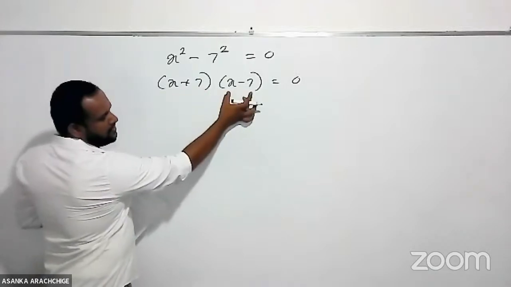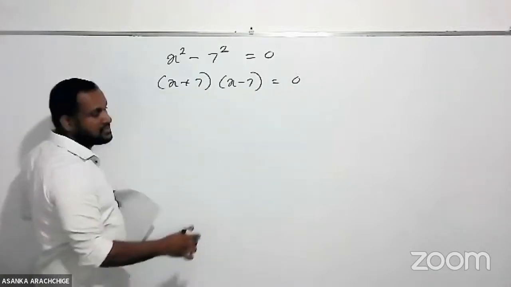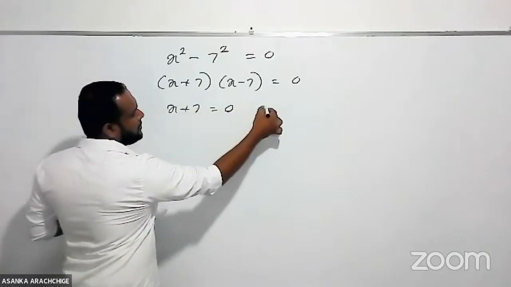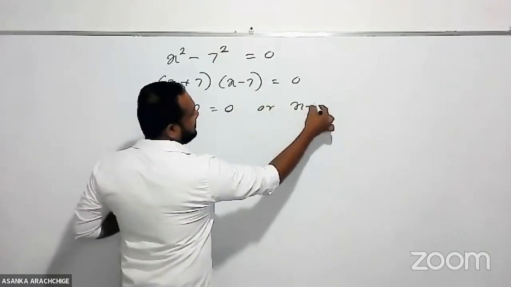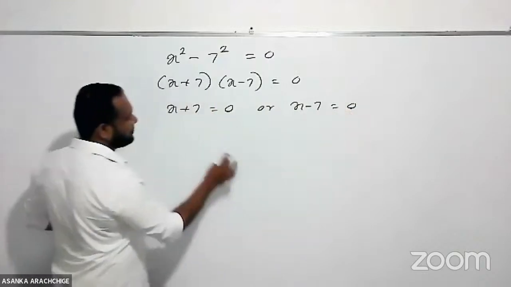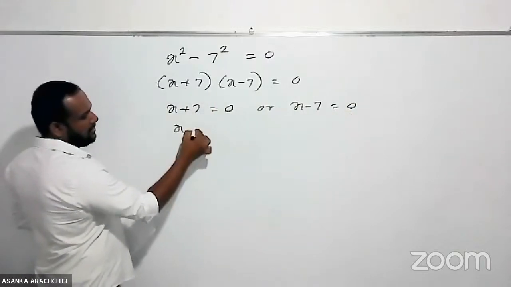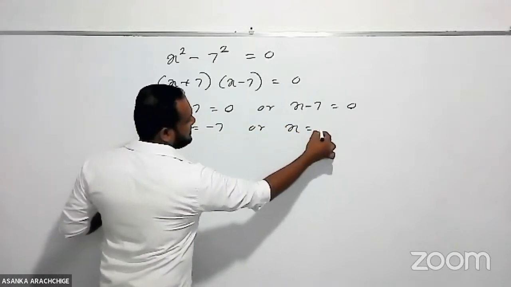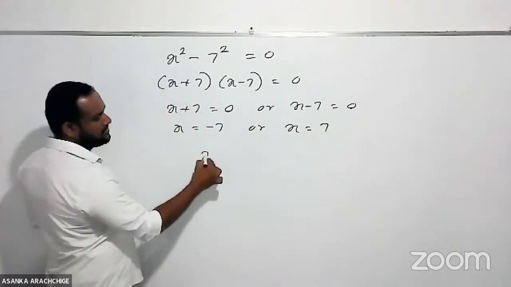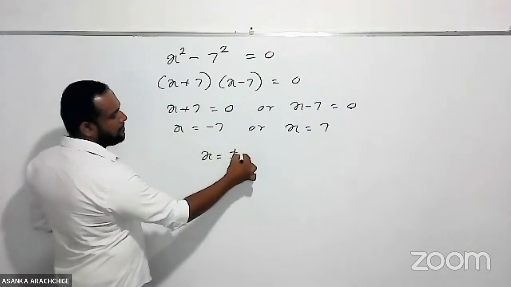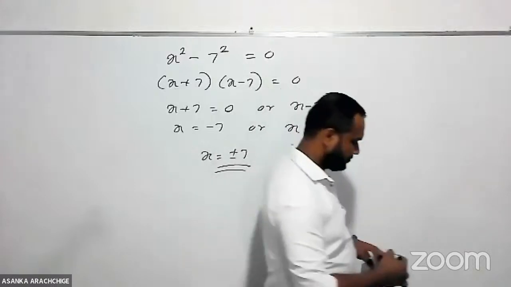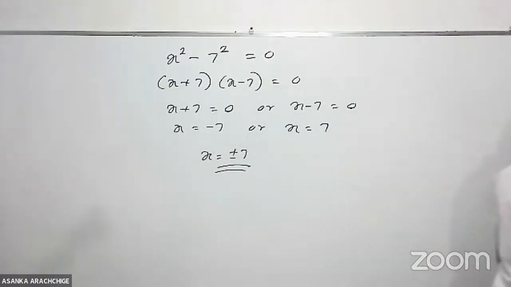The product of these two factors is 0. Therefore, either x plus 7 is 0 or x minus 7 is 0. Here, x must be minus 7 or here x must be plus 7. Solutions, x equals plus or minus 7.